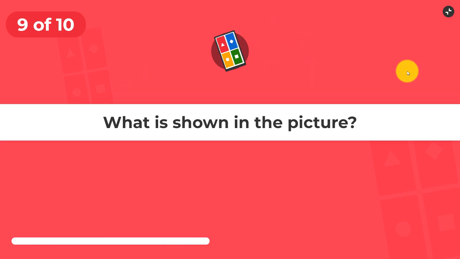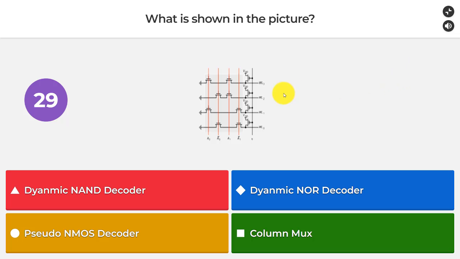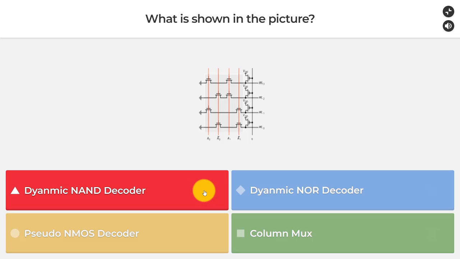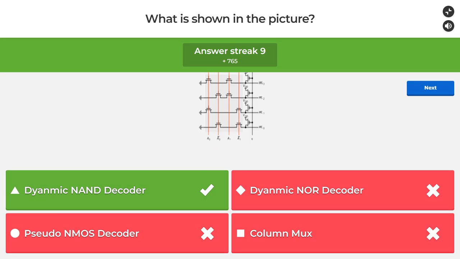And our final question is, what is shown in the picture? And sorry, maybe this isn't our final question. We have one more. Is this a dynamic NAND decoder, a dynamic NOR decoder, a pseudo NMOS decoder, or a column MOS? And we saw this in the lecture. It's actually going to be a dynamic NAND decoder.